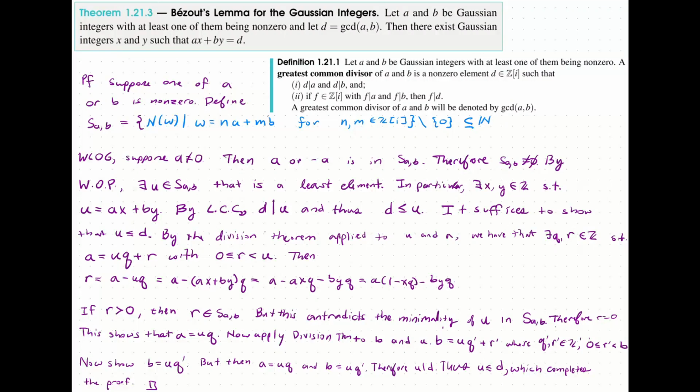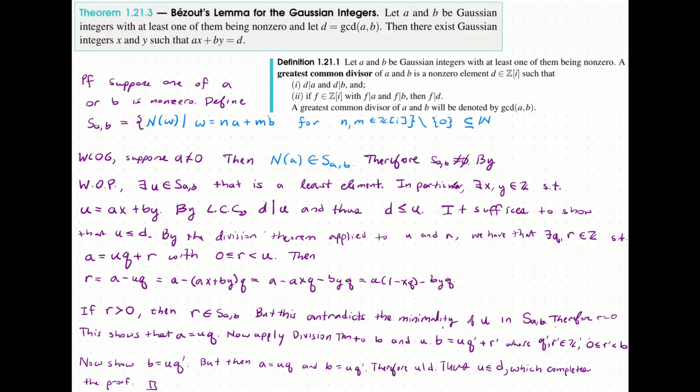So moving on to the next line. Without loss of generality, suppose that A is not equal to 0. Then A or negative A is in our set S of A comma B. Well, now we have to be careful because that's not true. Just because A is non-zero, A is now a Gaussian integer, so A may not even be in here because this is a subset of natural numbers. And so what we need to do is make an adjustment. If A is non-zero, we can take M to be 0 and we can take N to be 1. So we have that the norm of A is in the set S of A comma B. And as a consequence, the set is non-empty.